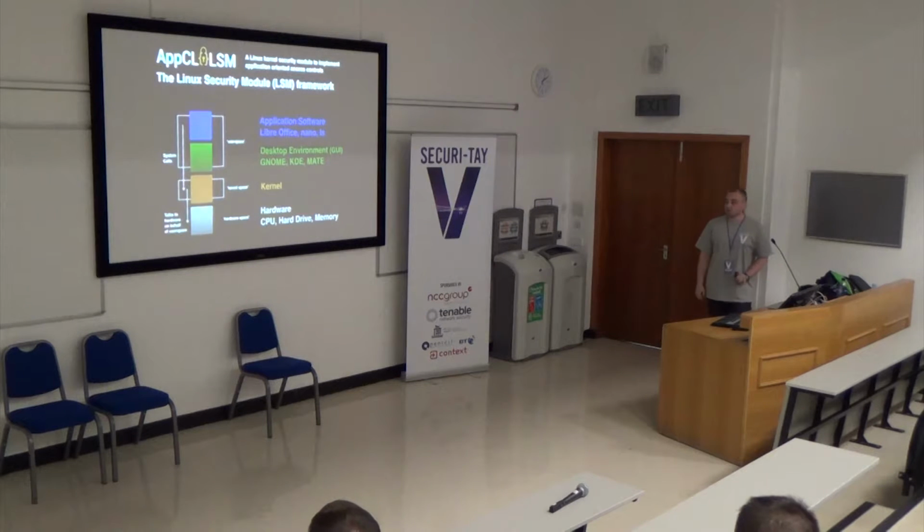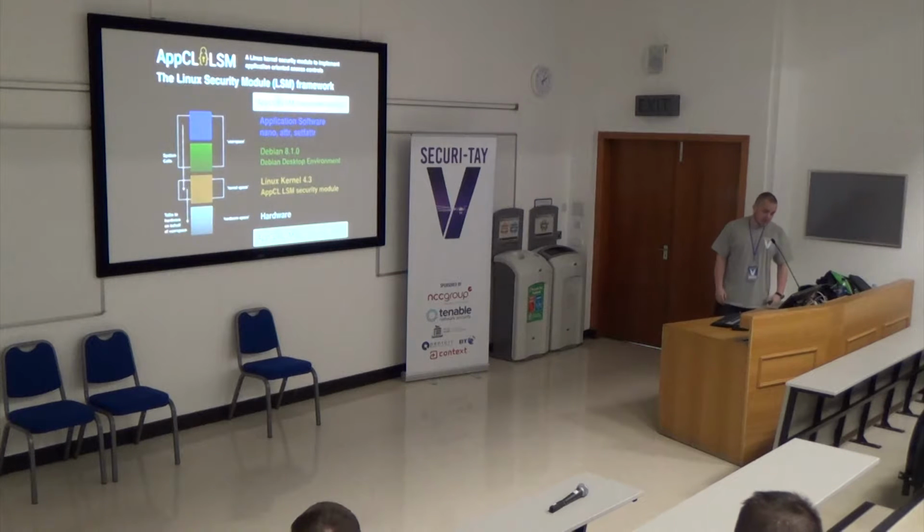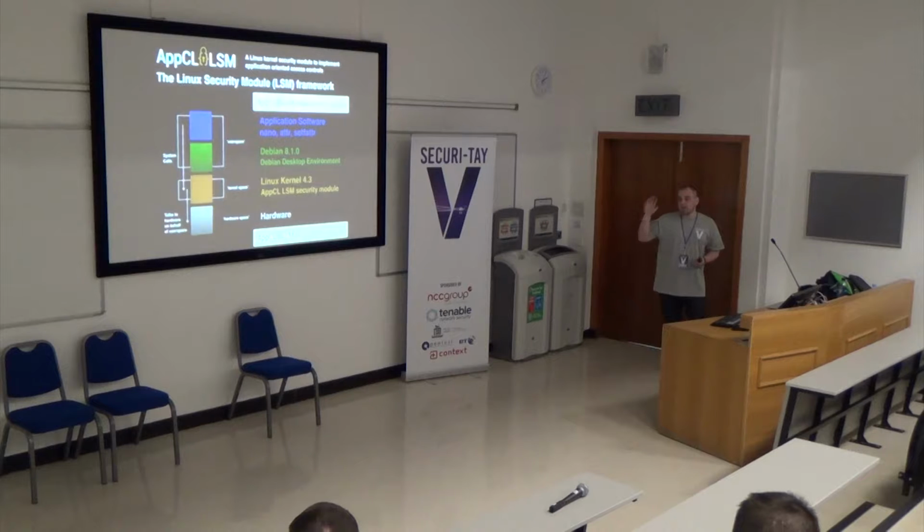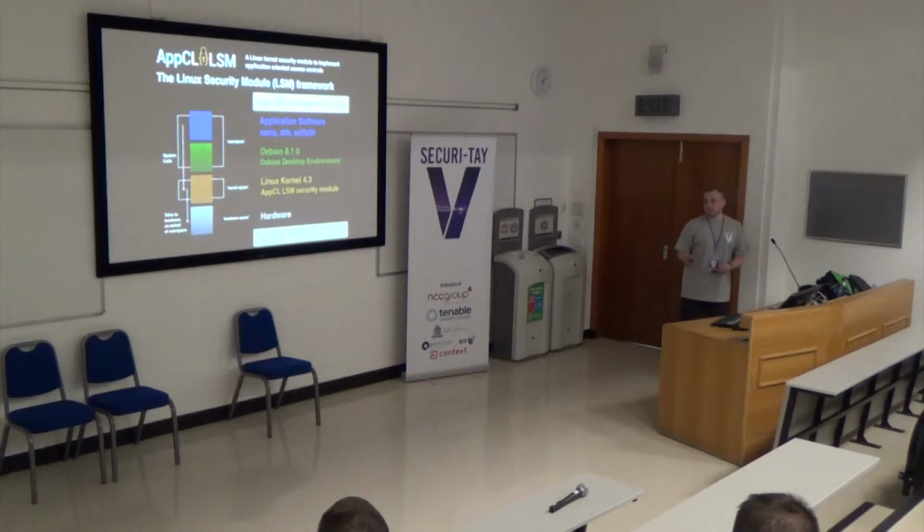So this is just an example of actually putting things in there, again under Linux. You might have LibreOffice, you might have a GNOME desktop environment, and this is actually the development machine that I'm testing my module on. The hardware is just the same as any other computer. It's running Linux kernel 4.3 with the AppCL security module enabled.